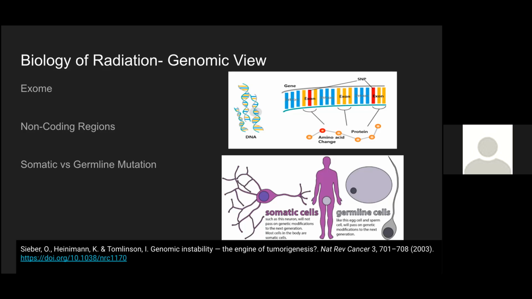And then the germline cells, we have oocytes and spermatocytes, which is pretty much eggs, sperm. Those have a very high risk of mutation because they tend to divide more, especially sperm cells, which carry an extreme risk because of the extreme number of divisions they undergo in their lifetime.